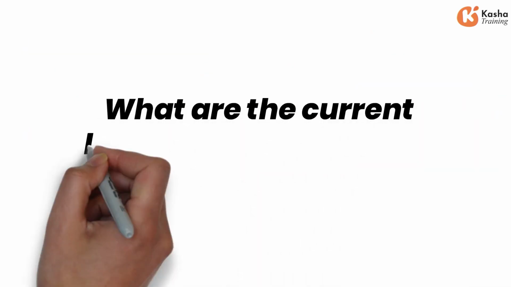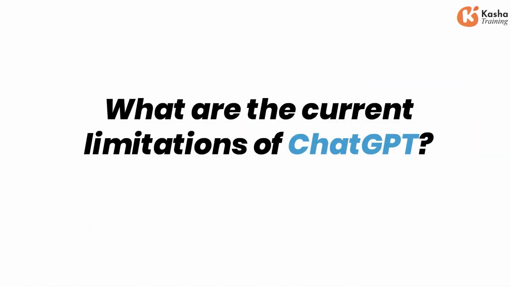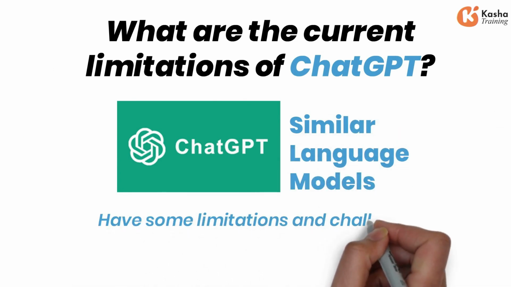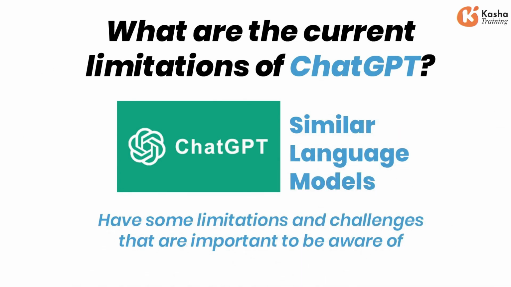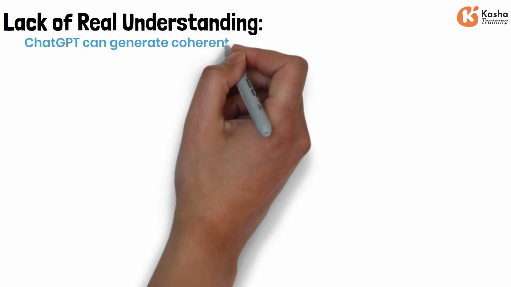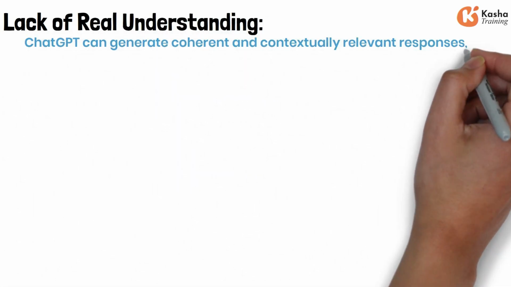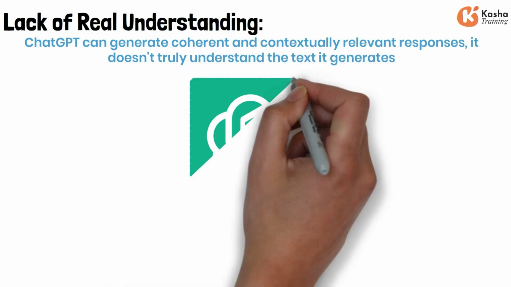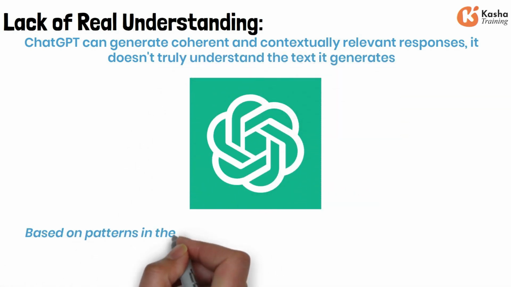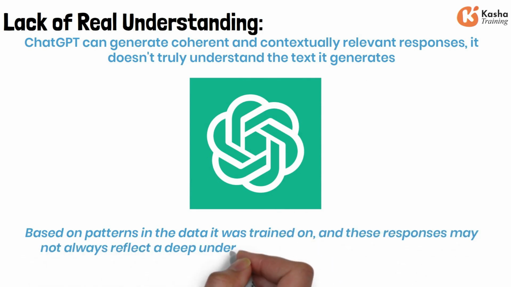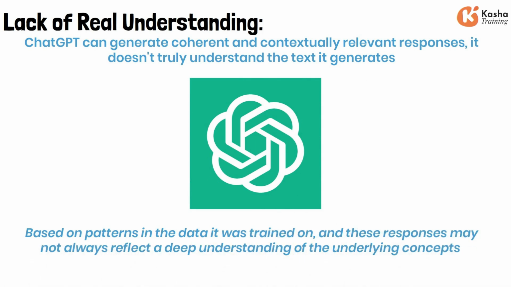What are the current limitations of ChatGPT? ChatGPT and similar language models have some limitations and challenges that are important to be aware of. Lack of real understanding: while ChatGPT can generate coherent and contextually relevant responses, it doesn't truly understand the text it generates. It generates responses based on patterns in the data it was trained on, and these responses may not always reflect a deep understanding of the underlying concepts.